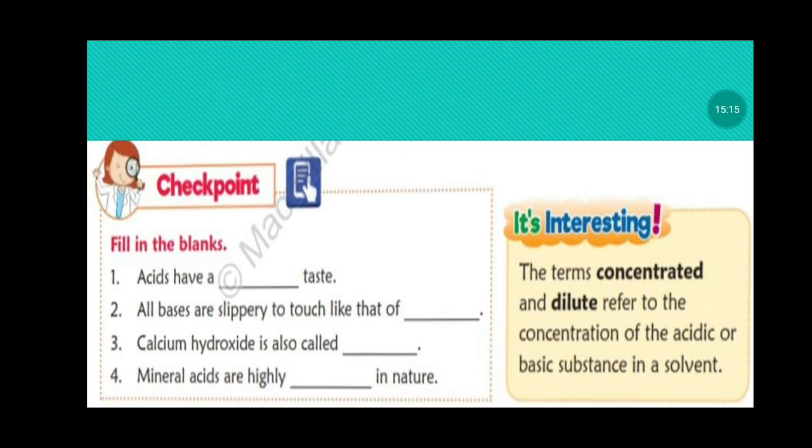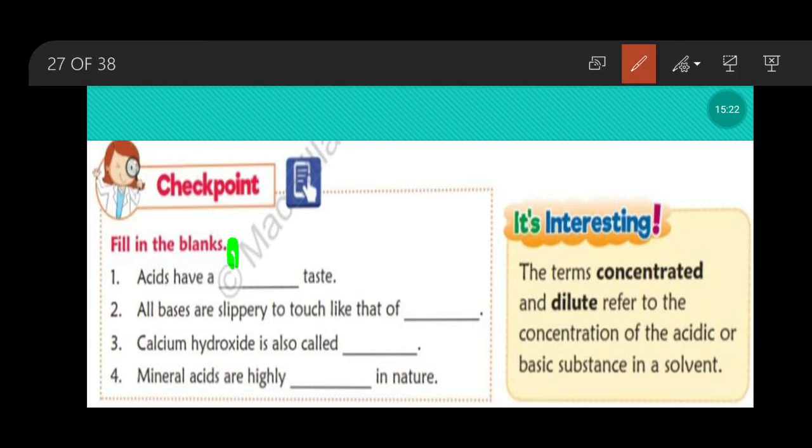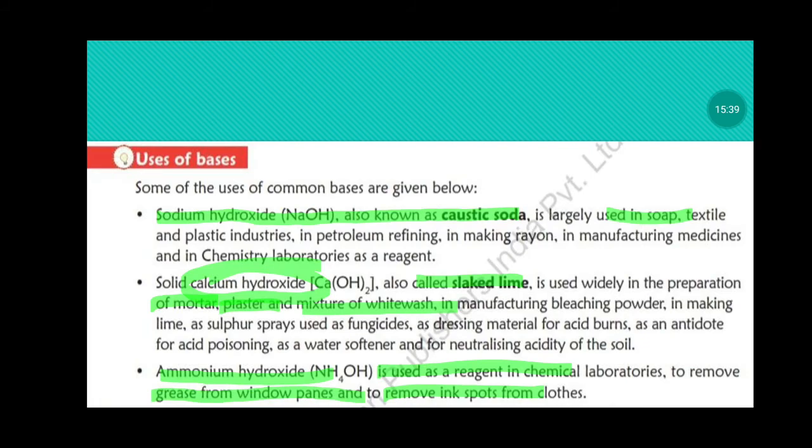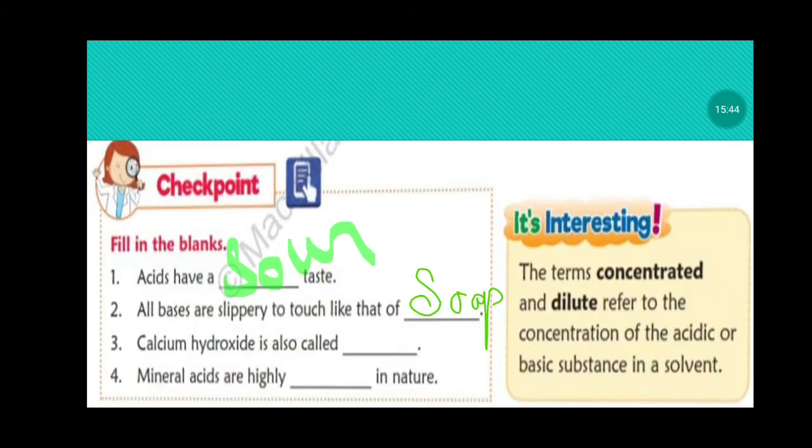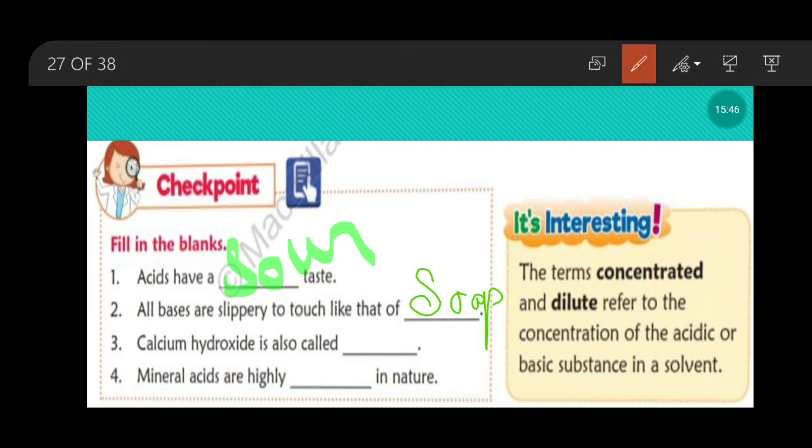Here is the checkpoint: find the answer. Acids have a dash taste. You all know that acids have a sour taste. All bases are slippery to touch like that of soap. Calcium hydroxide is also called, here you see, we have just studied about calcium hydroxide, slaked lime. Very good, that is slaked lime.